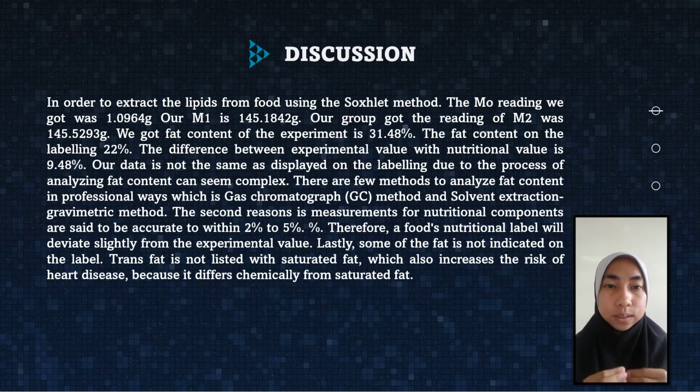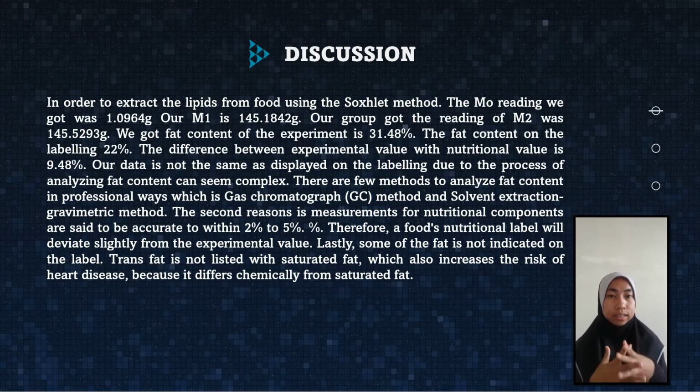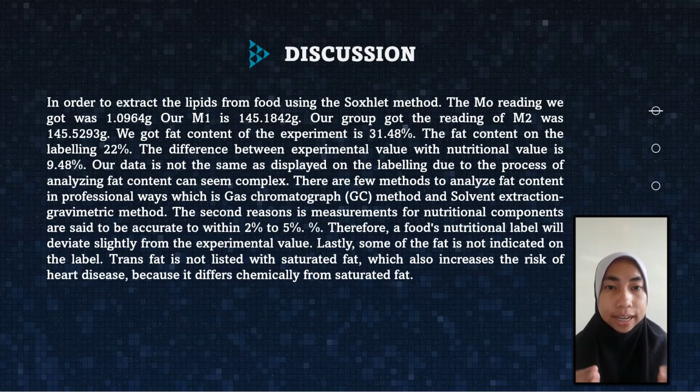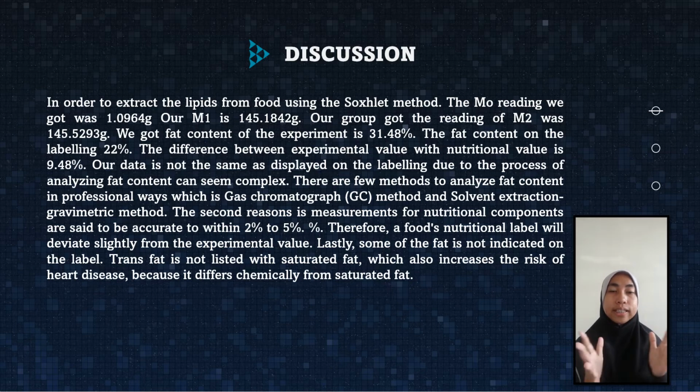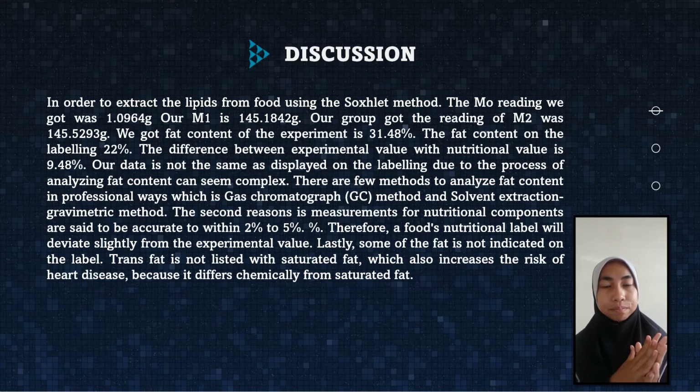After we have done all the steps, we can obtain the fat result using calculation. The fat content of our experiment is 31.48%. If we look at the fat content on the label of the Half Cent biscuit, the total fat is 22%, which is lower than our experimental data. So why does this experiment have a slightly different fat content from the label?